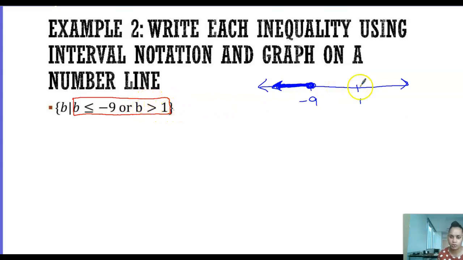All right, and let's look at this part. B is greater than 1. Greater than would be an open circle to the right.